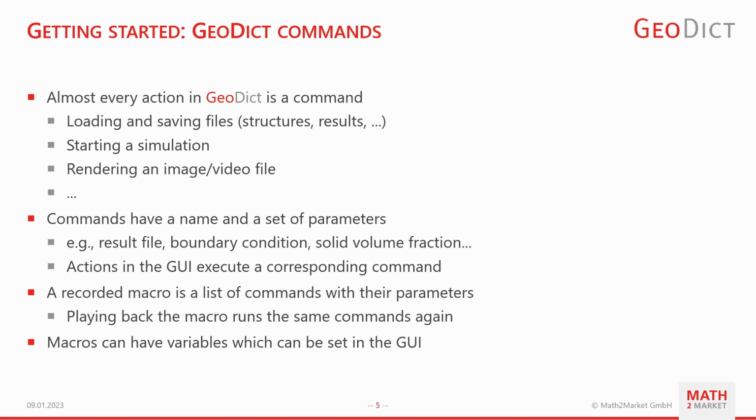When you record a macro, this macro will simply consist of a list of these commands together with their parameters. When playing back this macro, it will run the same commands with the same parameters again. Also note that macros can have variables, which can then be defined in the graphical user interface. But please see the beginner's workshop for GeoDict macro variables, because we are not going to be using them in this workshop. Now, without further ado, let's just dive right into it.